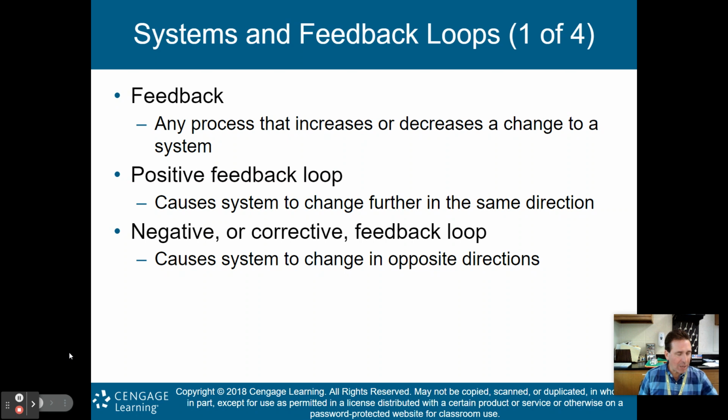So last thing we'll talk about are systems and feedback loops. A feedback is any process that increases or decreases a change to a system. There are two types of feedback loops, positive and negative. A positive feedback loop causes systems to change further in the same direction. I want to point out, positive feedback loop doesn't necessarily mean good. And in fact, in many cases, especially in environmental science, it means bad. All right, but it's called a positive feedback loop. A negative or corrective feedback loop is one that causes the system to change in the opposite direction.